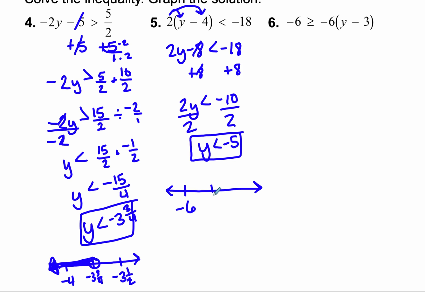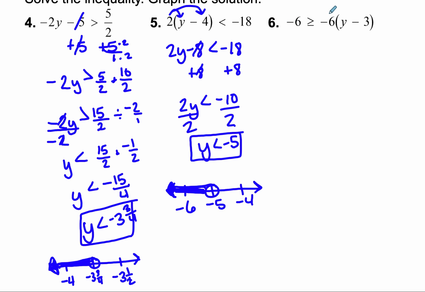Negative 6, negative 5, negative 4. Okay, I'm going to have an open circle here. I am going to shade over here to the left. Negative 6 would be less than negative 5.